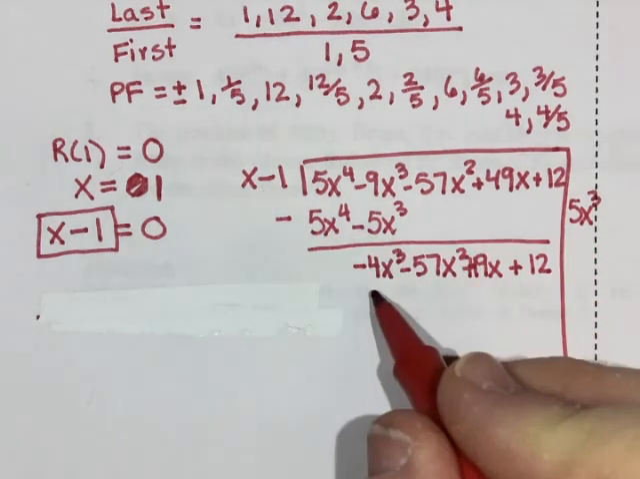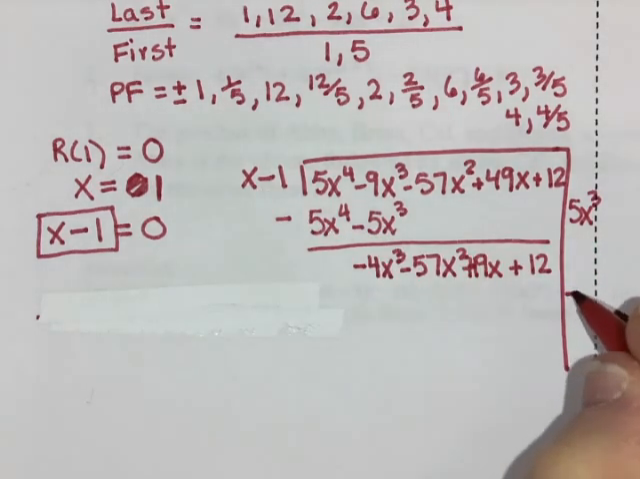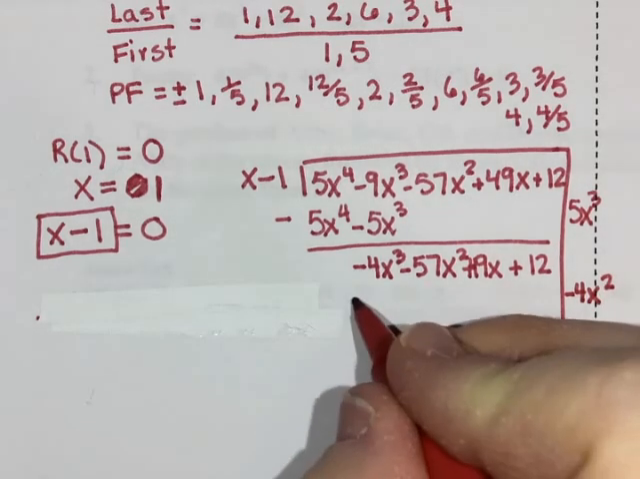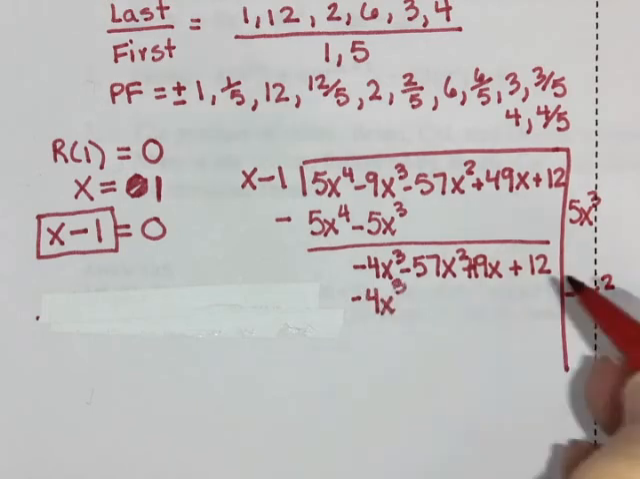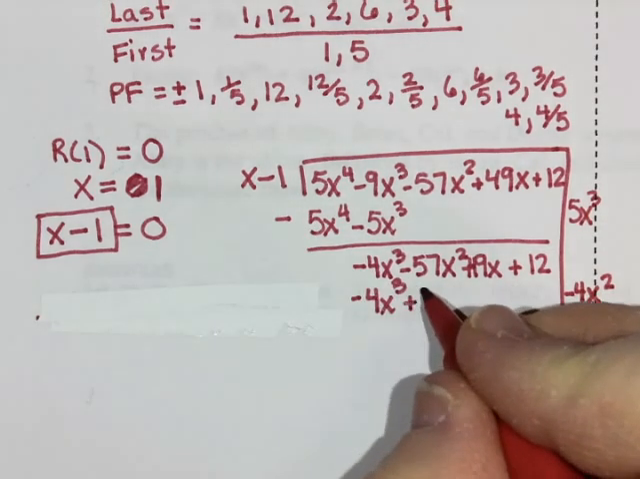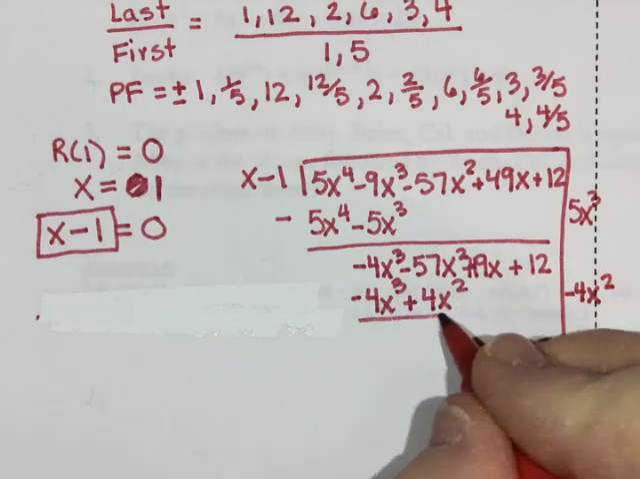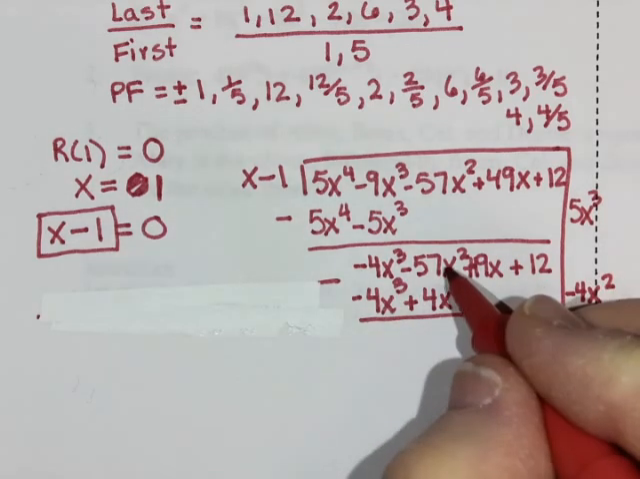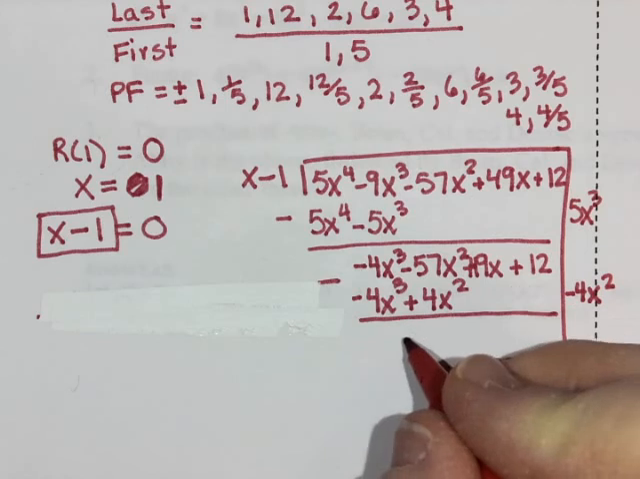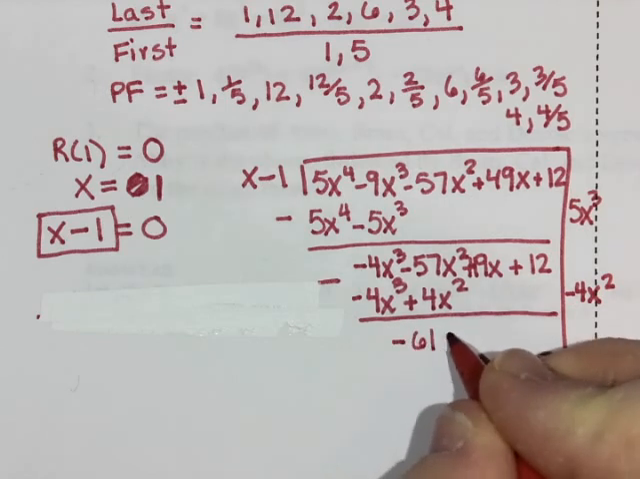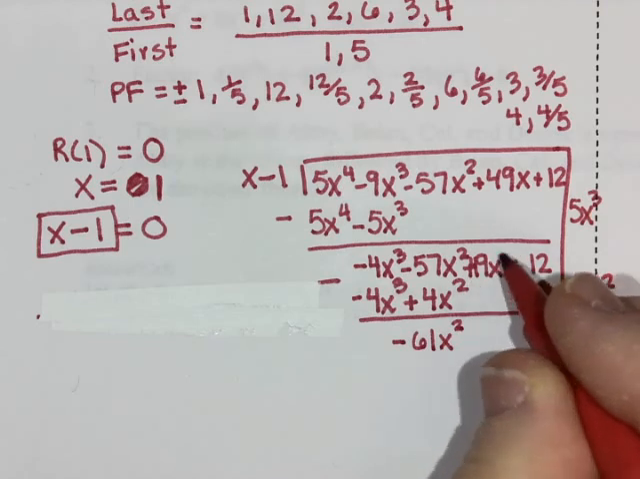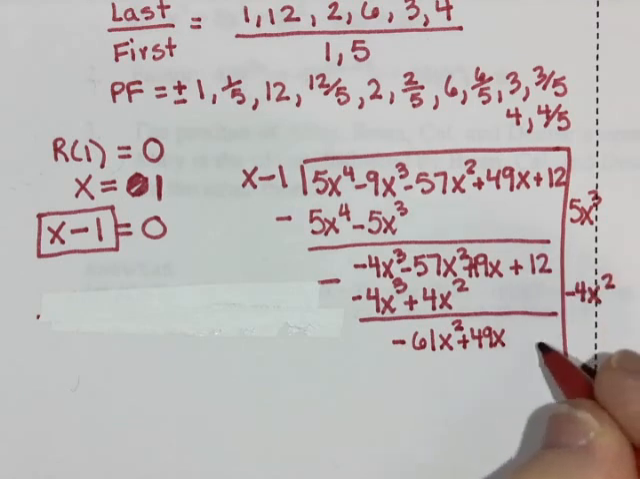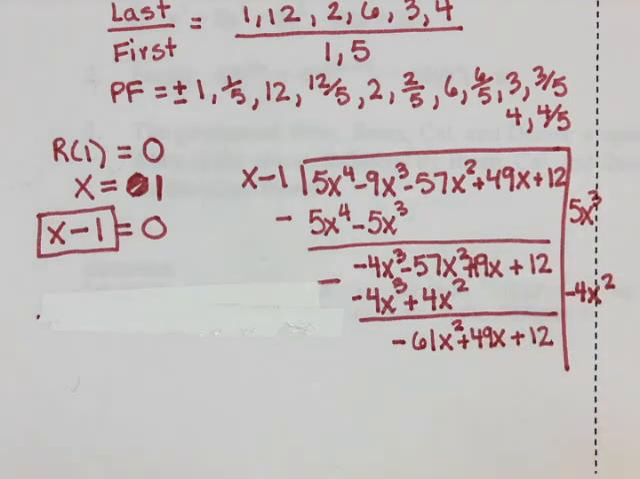Okay, how do I turn an x into a negative 4x cubed? I would multiply by negative 4 and then x squared. So that's going to give me negative 4x cubed. Negative 4x squared times 1 is positive 4x squared. And we subtract. Negative 4 minus negative 4 is 0. Negative 57 minus 4 is negative 61x squared. And then I have 49x take away nothing, so that's 49x. And then I have 12 take away nothing, which is 12.